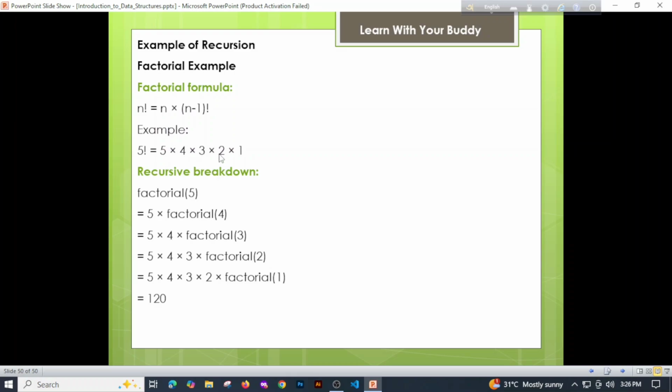Okay, let's see the recursive breakdown. Here the factorial 5 we have done elaborately. So here we have 5 times factorial 4, so 5 times 4 times factorial 3, 5, 4, 3 times factorial 2, then 1. Okay, that's how we got the result 120. Hope you guys got it till here.